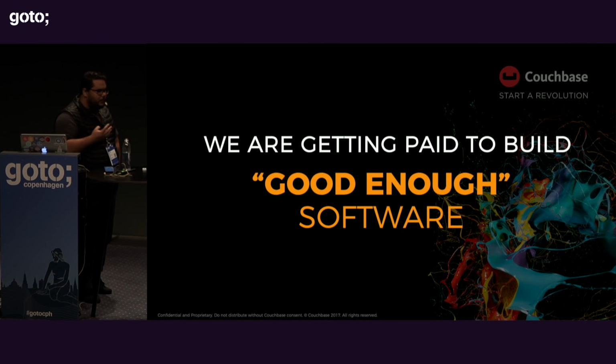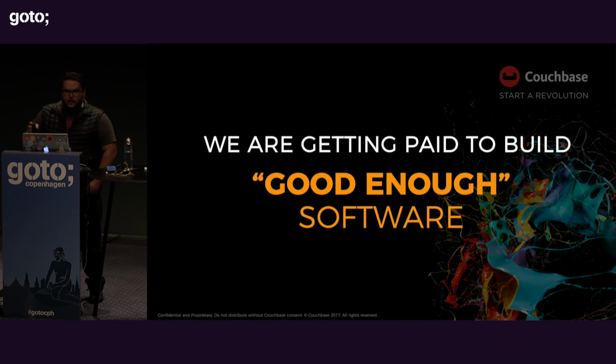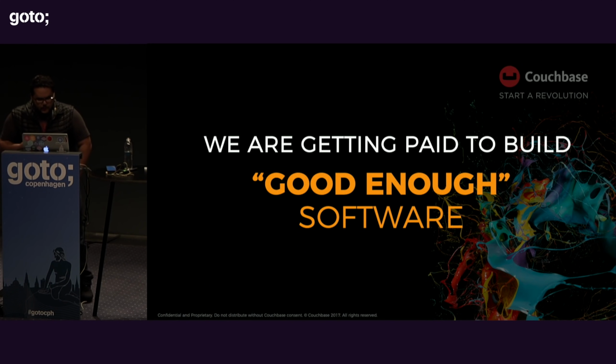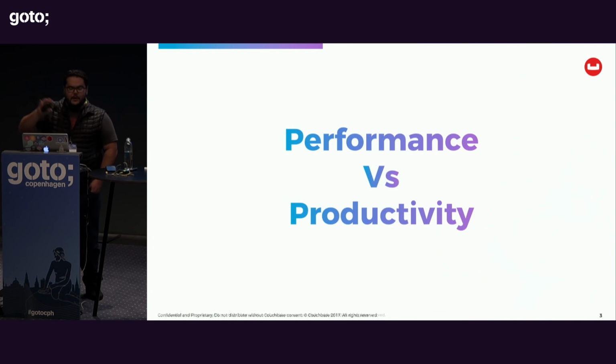I think as software developers, we are getting paid to build good enough software. What I mean by that is, our stakeholders are interested in a feature that is good enough for a short or mid-term. So you don't need to make the best feature ever or the most performant feature ever. And it's okay to trade off some performance if you get productivity back, right? And you don't have to feel guilty.